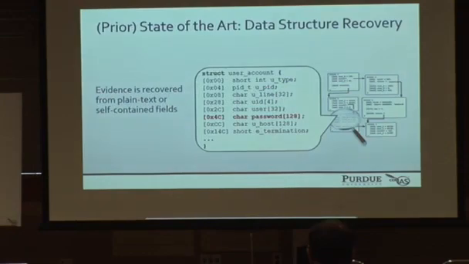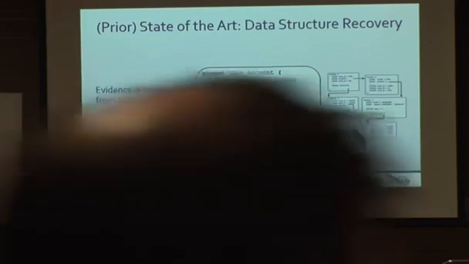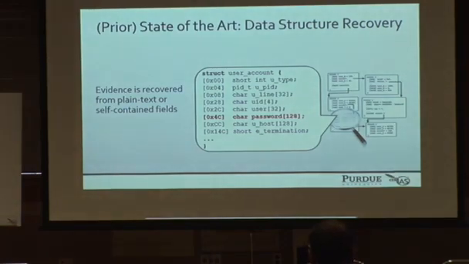So prior to my work, this was very much the state of the art. Every memory forensics tool out there focused on recovering raw instances of individual data structures from memory images. And that worked pretty well for a long time if you were looking for plain text or self-contained fields within those data structures, like a password field in a user account structure, right? But as we're going to see in this talk, focusing on only these plain text fields in simple data structures is severely limiting the amount of evidence that you can recover from a memory image.